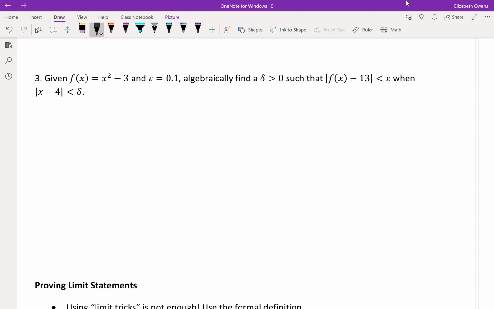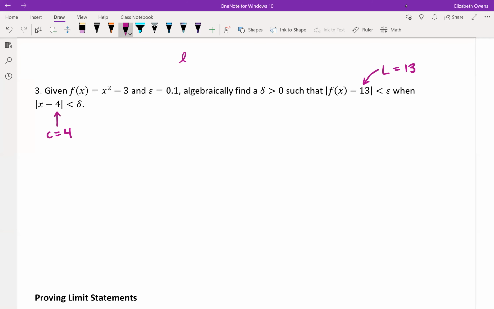Okay, so let's start out with a couple things here. We know our function, we know our epsilon value. Now, we do also have the values of c and L here as well. Notice that our definition has absolute value of f of x minus L. So this is L right here. L equals 13. And the definition has the absolute value of x minus c. So this is c right here. C is 4.